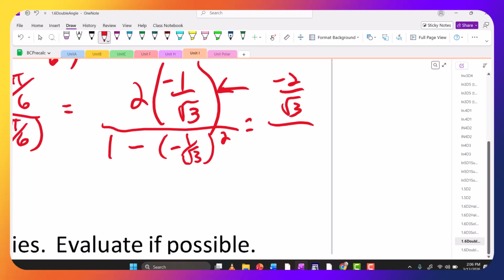And then what's 1 squared? 1. What's √3 squared? Isn't that easier? Okay, so that's 1/3 on the bottom.